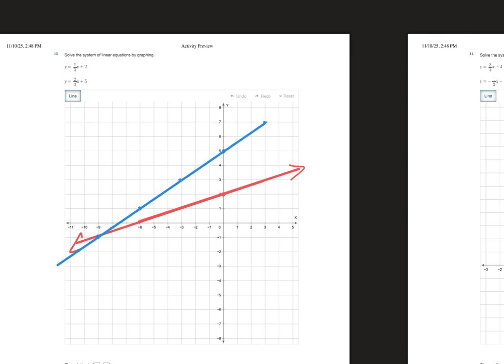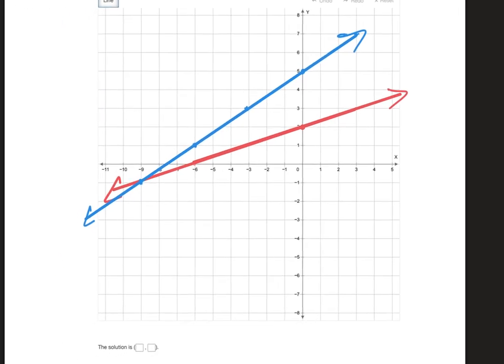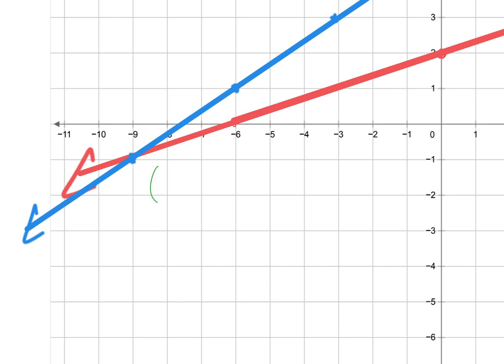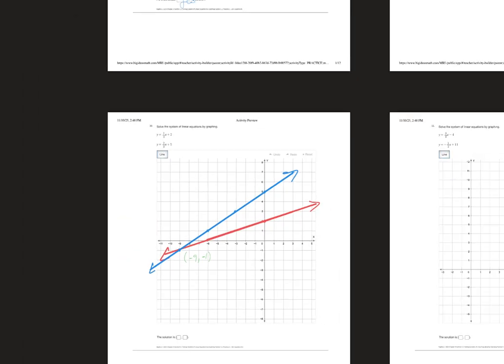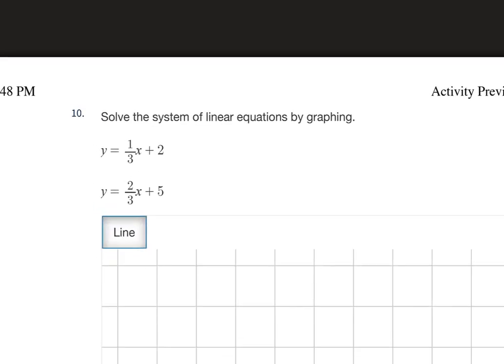Like that. Okay. So why did it look a little more interesting? Well, because I screwed up. But now it doesn't look as interesting because it looks like it's pretty much -9, -1. And let's double check that that's true. So x is negative 9. So 1/3 times negative 9, that's negative 3.